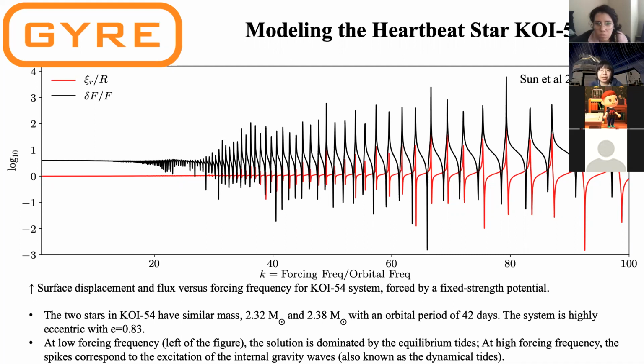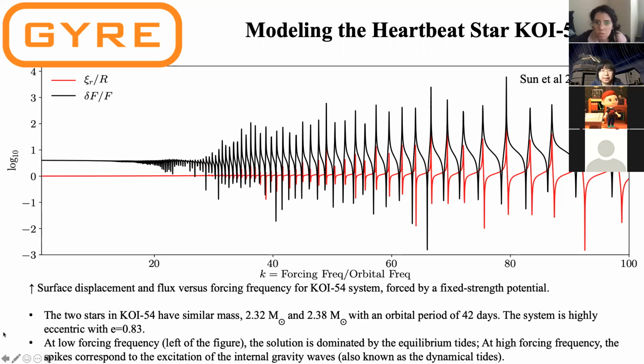and both works are solving the inhomogeneous wave equation applied with radiative diffusion. The figure gives the radial displacement perturbation and flux perturbation as a function of forcing frequency for a fixed strength potential. And our results are in very good agreement with Burkart et al. 2012.